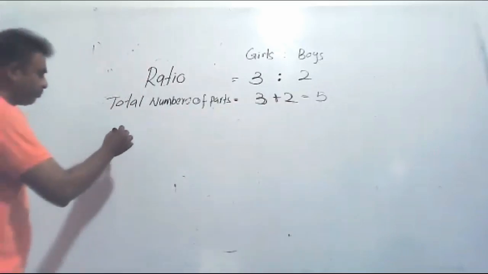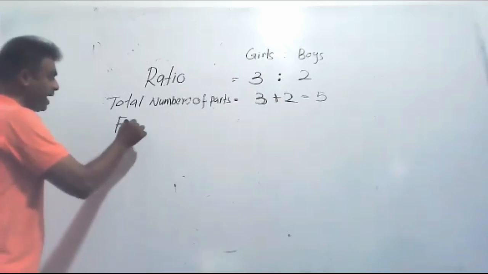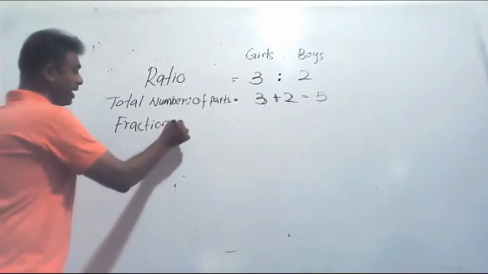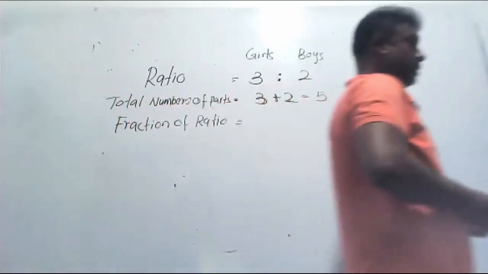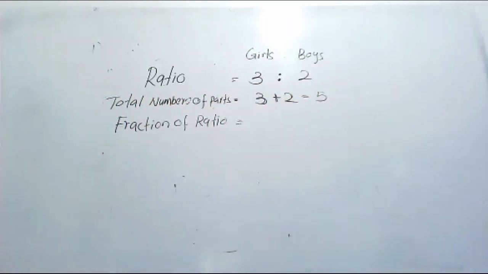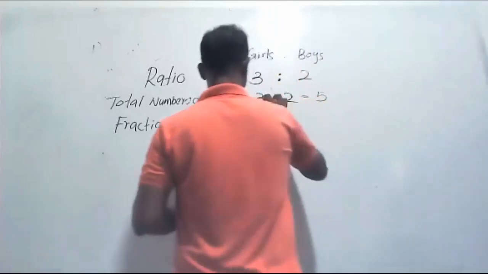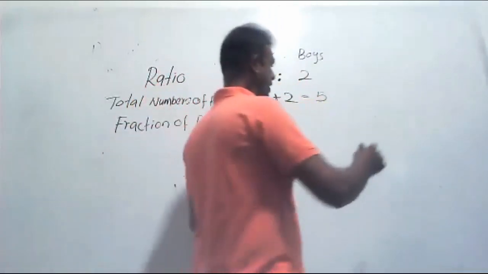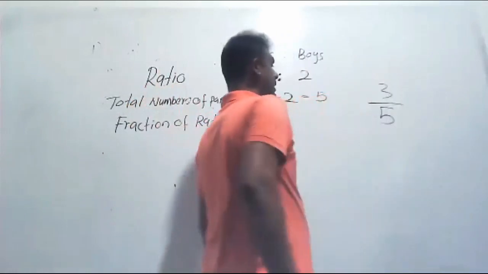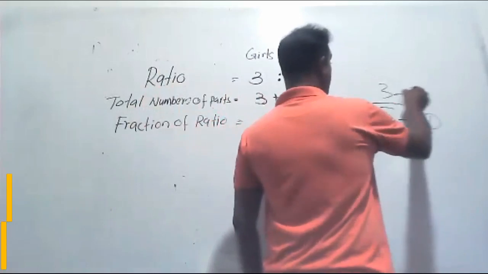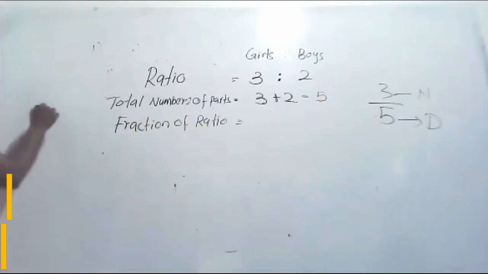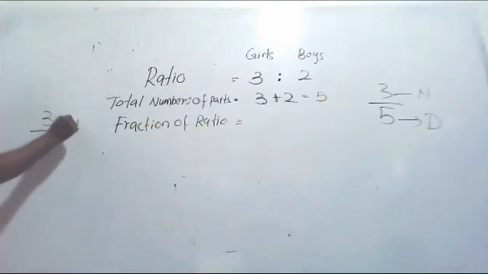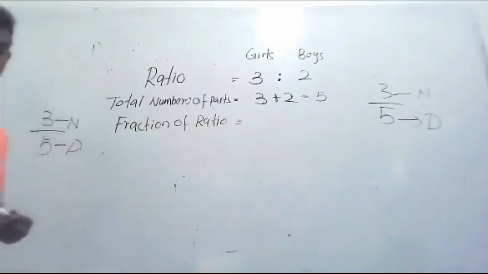Next step, fraction of ratio. Now we want to make the fraction of ratio. For a fraction, there should be a denominator and a numerator.